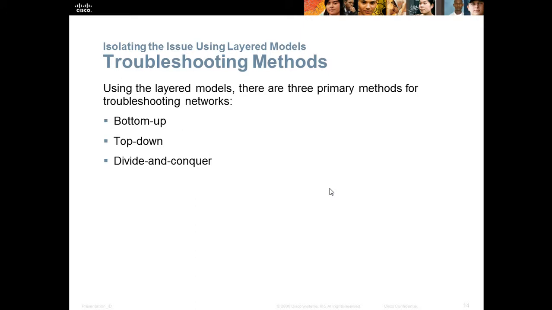Troubleshooting methods. Using the layered models, there are 3 primary methods for troubleshooting the networks. The first one is called the bottom-up method. The second one is a top-down approach, and the third one is divide and conquer.